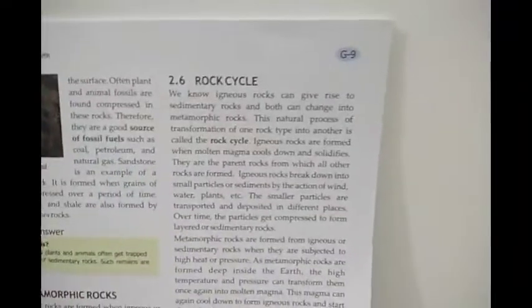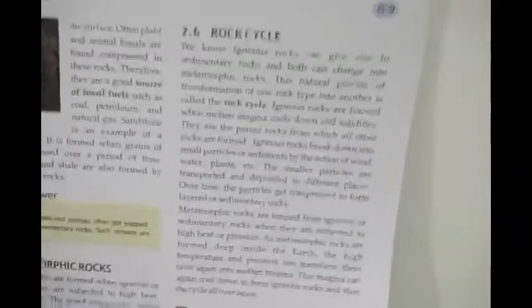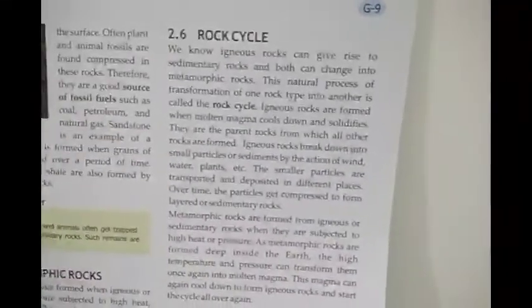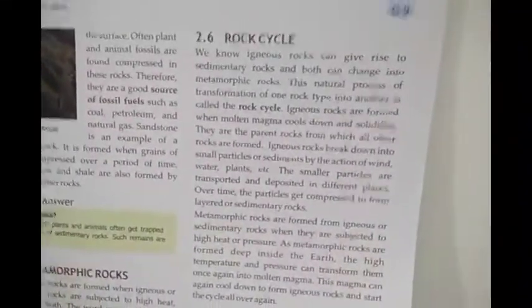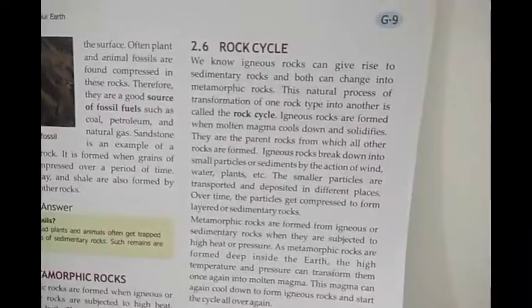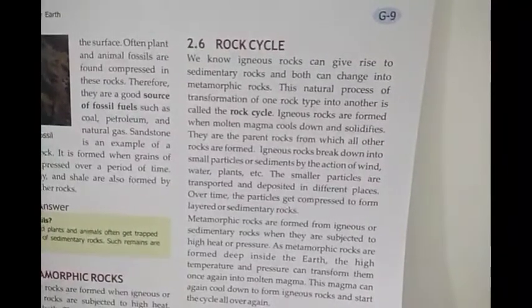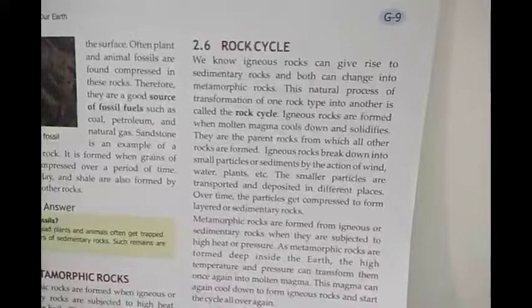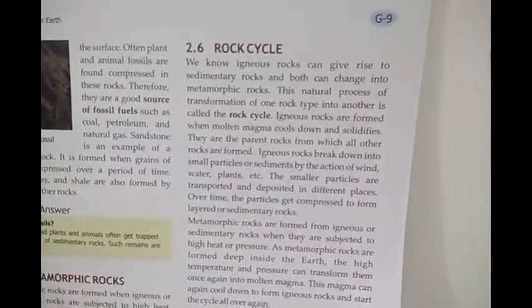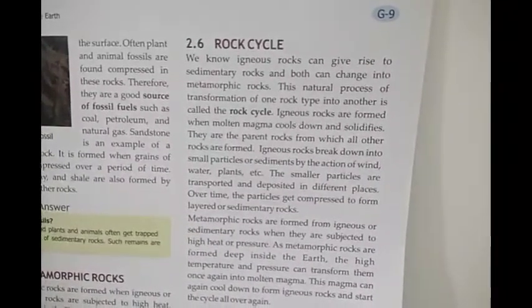The next point of discussion is the rock cycle. You have heard the term water cycle; everything keeps on cycling. Even the rock cycle is similar. One type of rock changes into another type of rock under certain conditions in a cyclic manner. This process of transformation is known as the rock cycle.